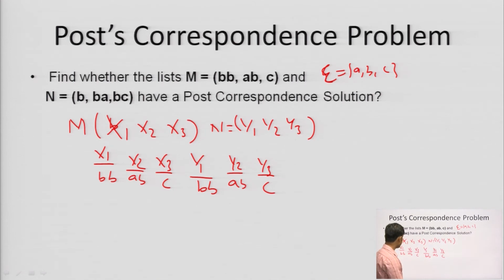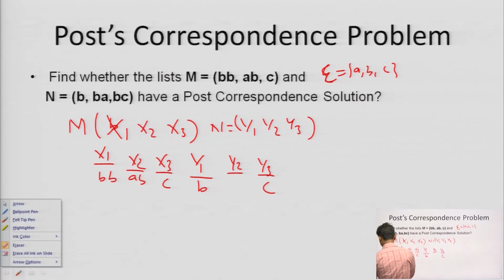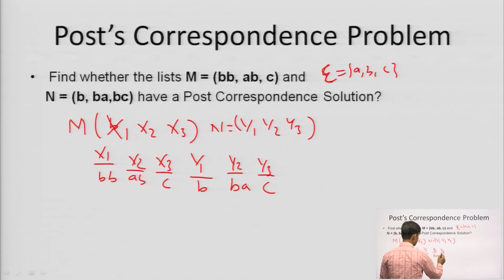Now, is there any solution? I think we got it here. This is BB, AB, C, and sorry, I wrote it wrong: this is B and BA, BC. So what would be the solution? If you take 1, 2, 3, it is a solution.